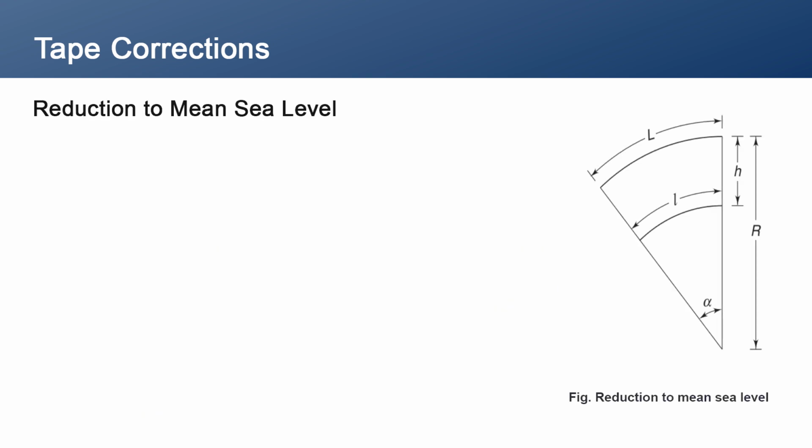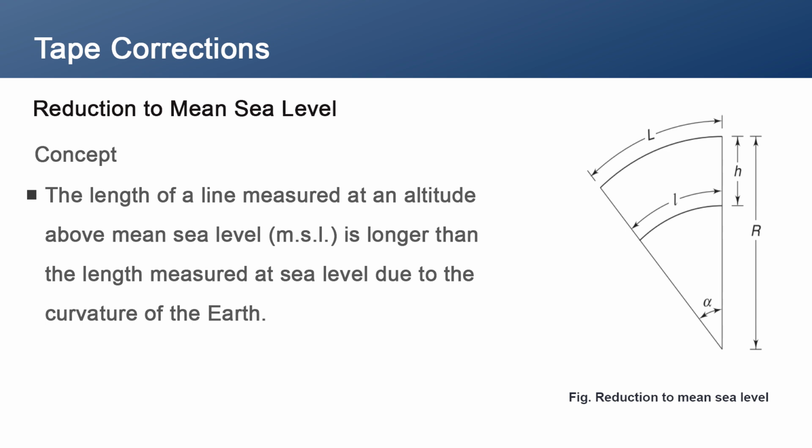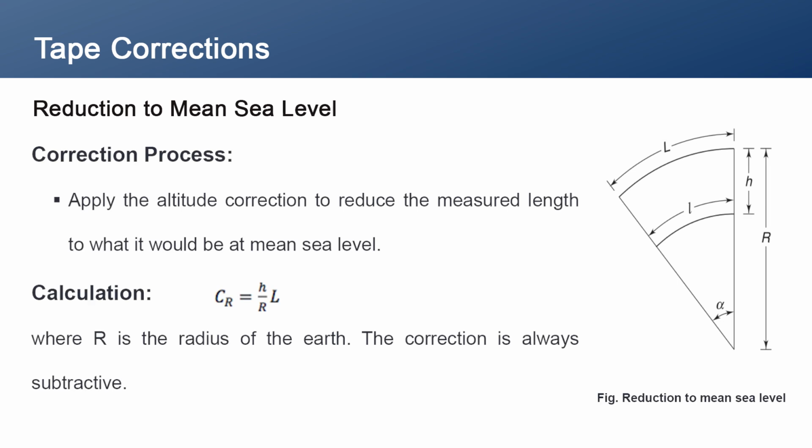Next comes the reduction to the mean sea level. When you measure a line at higher altitude, like up in the mountains, that distance is actually a bit longer than if you measure the same line at sea level. This is where the altitude correction, usually called CR, comes in. It adjusts your measured distance to what it would be if it were measured right at the mean sea level, making sure everything is consistent when connecting to the national grid or any other standard reference system. So, CR is equal to small h by R into L, where R is the radius of the earth, and this correction is always subtractive.